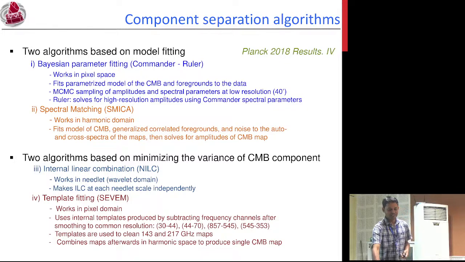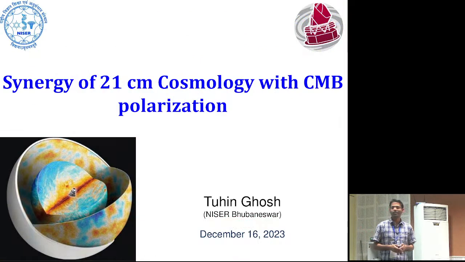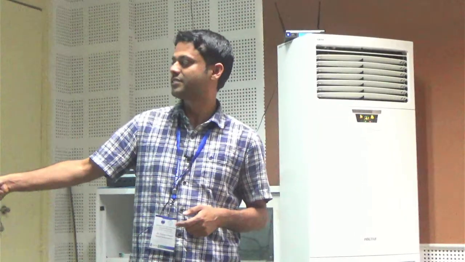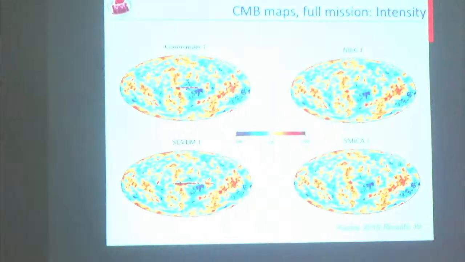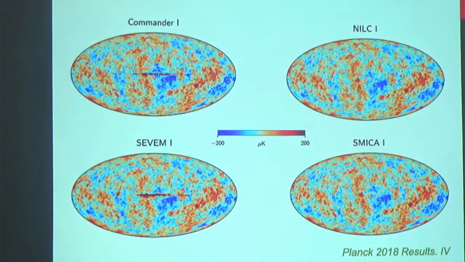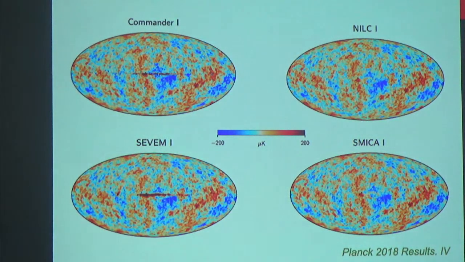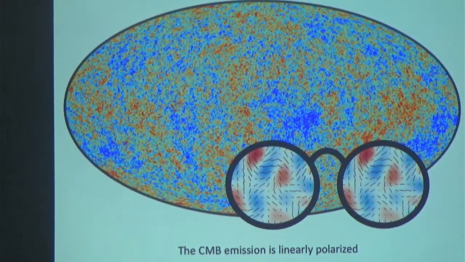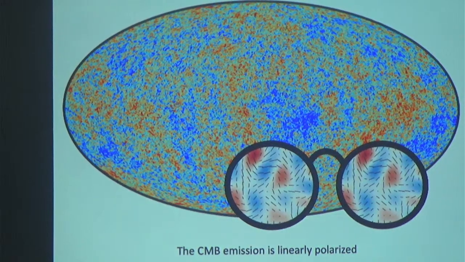The good thing is all these methods give you roughly the same answer. So these are the full maps. In the galactic plane, the residual is not small, and these maps are very different. But broadly, all the different methods give the same answer. That gives confidence that whatever cosmological parameters we have, they do not depend on the method. In 21 centimeter, they use only one method. So this is up to the temperature part. Then this signal is also polarized.